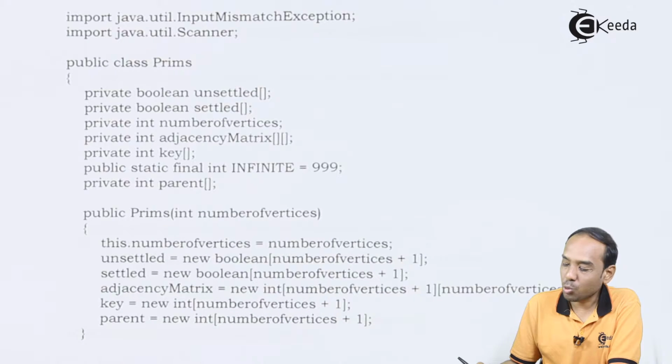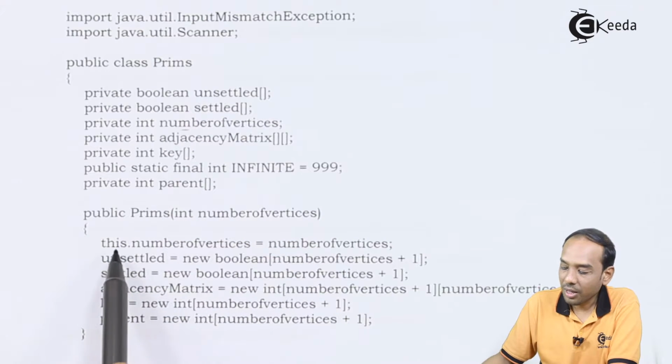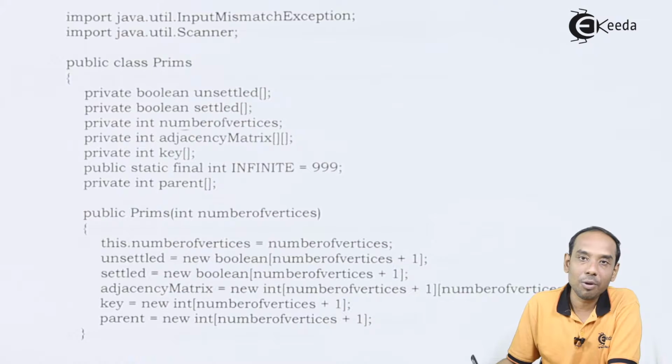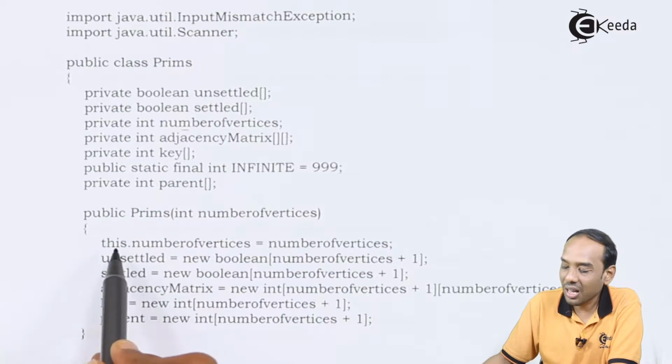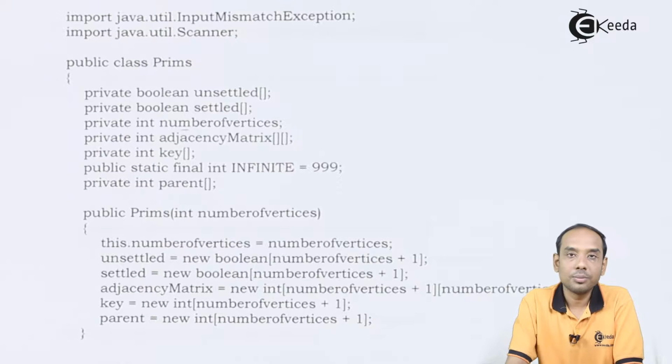Now we will pass on this value. We have this dot number of vertices. To pass this value, we have this dot number of vertices equal to number of vertices. So the number of vertices is taken from the user and passed on to the variable called number of vertices using this reference. So we write down this dot number of vertices equal to number of vertices.